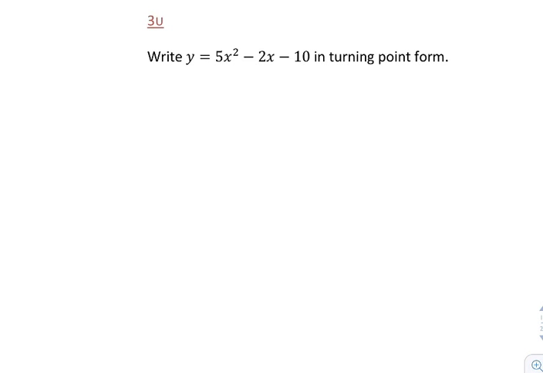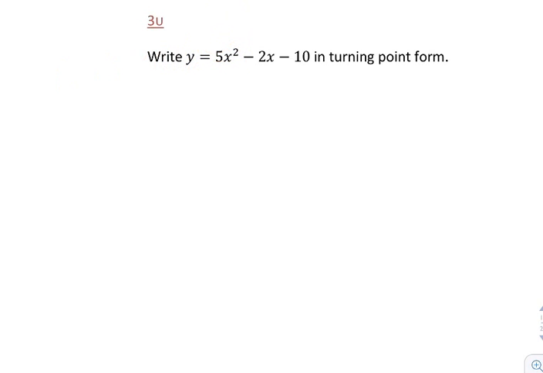Example 3u. Write y equals 5x squared minus 2x minus 10 in turning point form. We will do this using complete the square. The first step for complete the square is to remove your a value as a common factor.